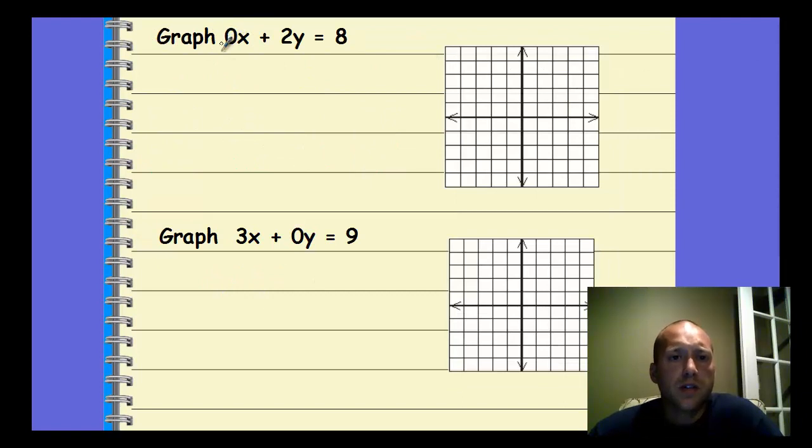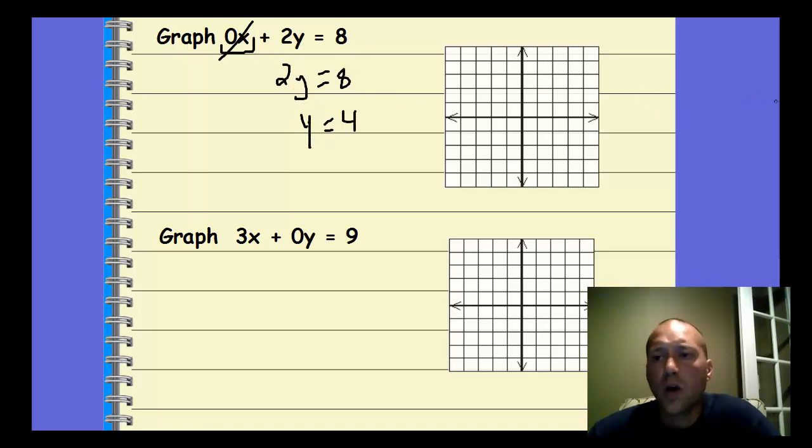Graphing these, 0 times x is 0, so really that term's gone, so we just have 2y equals 8. Now this is a little different. We don't have an x in it, so we have y equals 4. Well, y equals 4 is right here, but there's more than that point. This point is also y equals 4, and this is 4, and this is 4. All of these points have y values of 4. The x value changes, but the y value is 4.